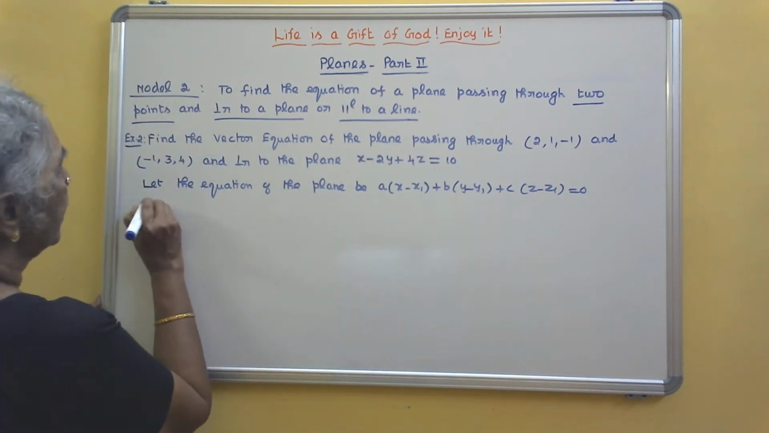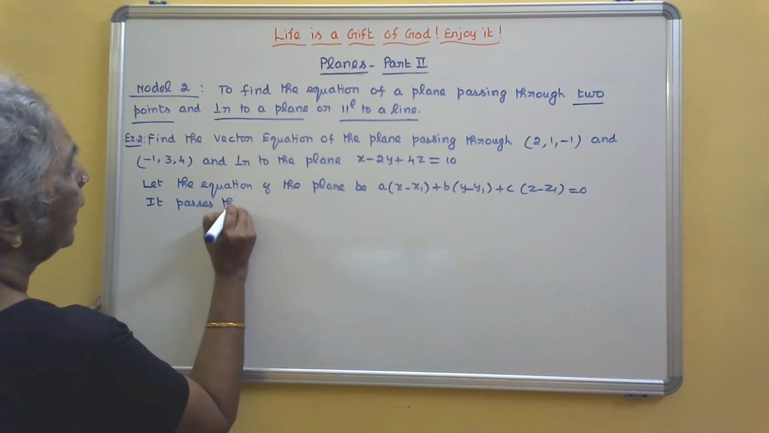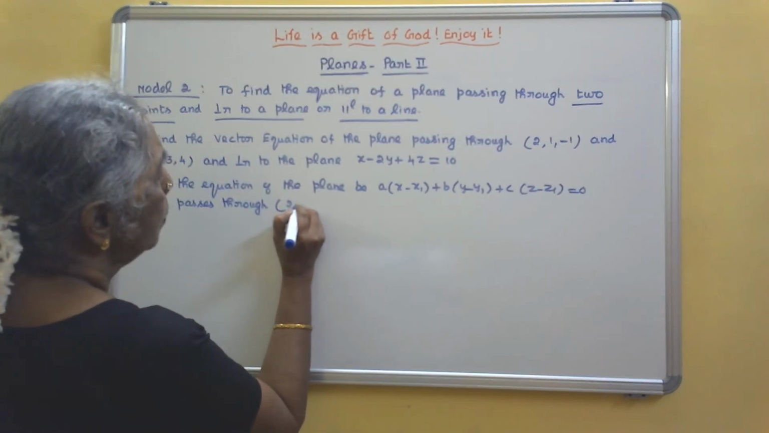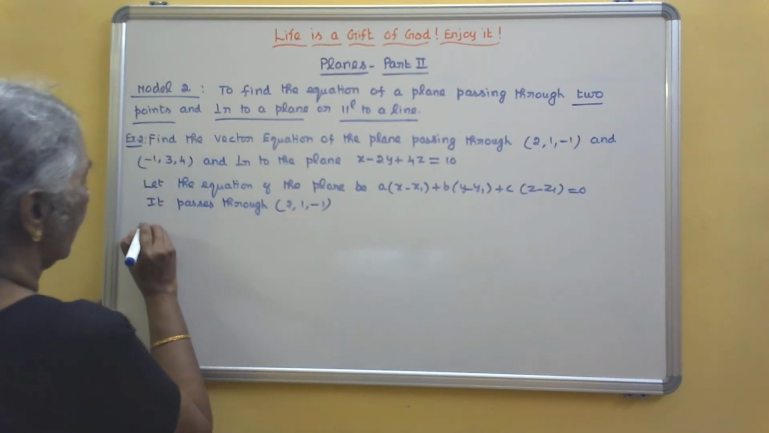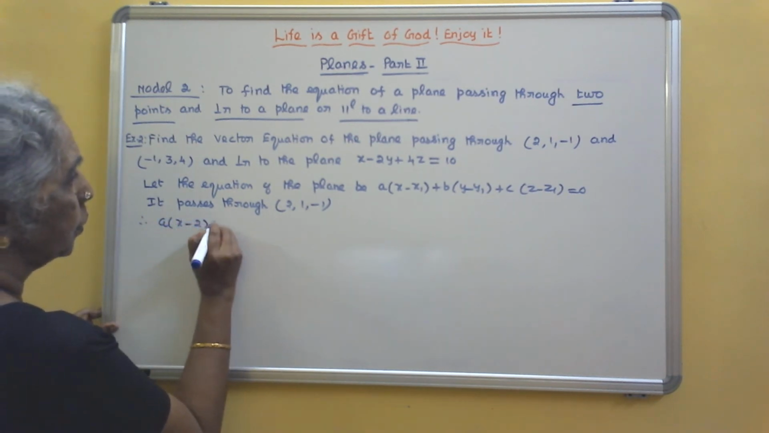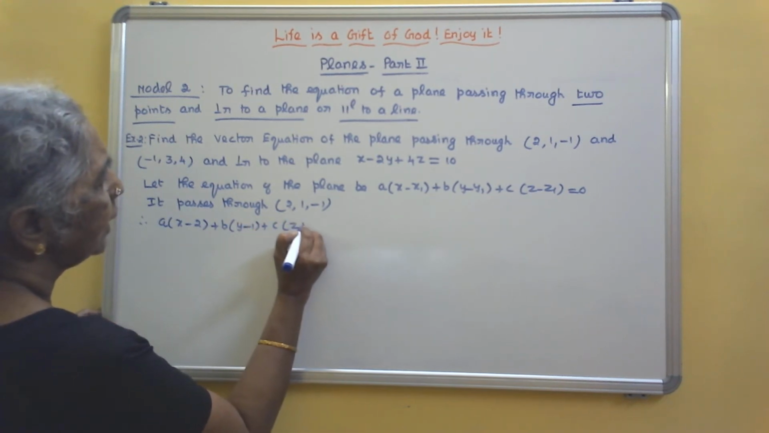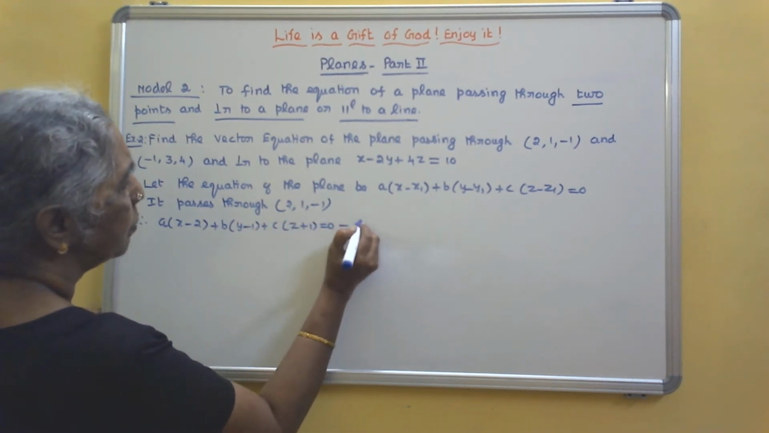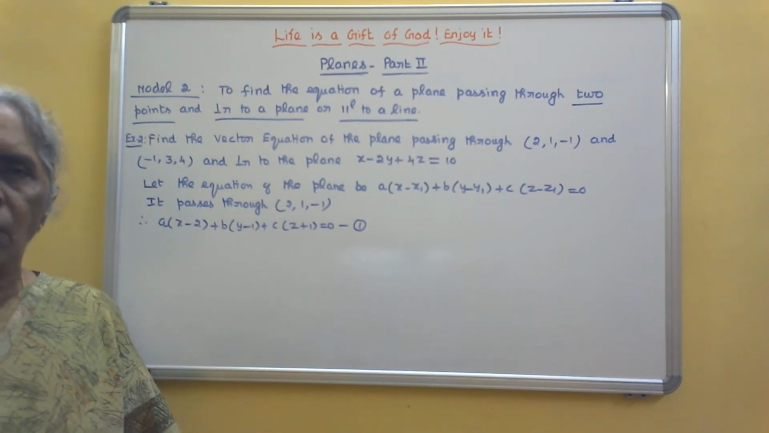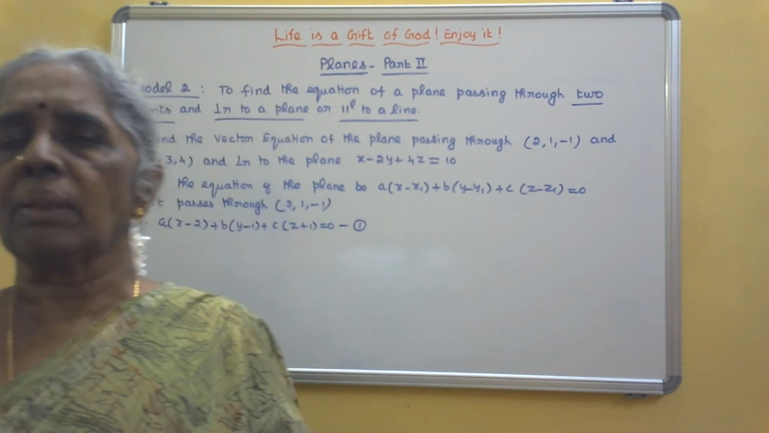So it passes through, actually you can take any one point, right? It passes through 2, 1, minus 1. Therefore what will happen? a into x minus 2 plus b into y minus 1 plus c into z plus 1 is equal to 0. This is the equation 1. So in equation 1, you will have 3 unknowns a, b and c.